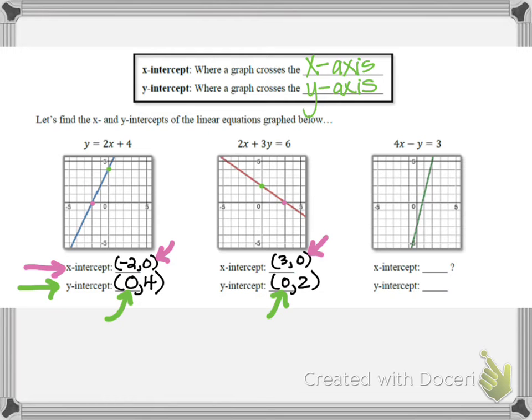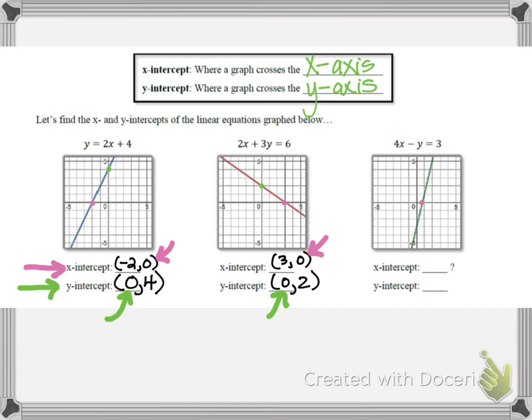Let's take a look at our last graph, for 4x minus y equals 3. Notice next to the x-intercept, I have a question mark, because when I look at where the graph is crossing the x-axis, the actual location is inconclusive. It looks like it's between 0 and 1 on the x-axis, but we can't be completely sure.